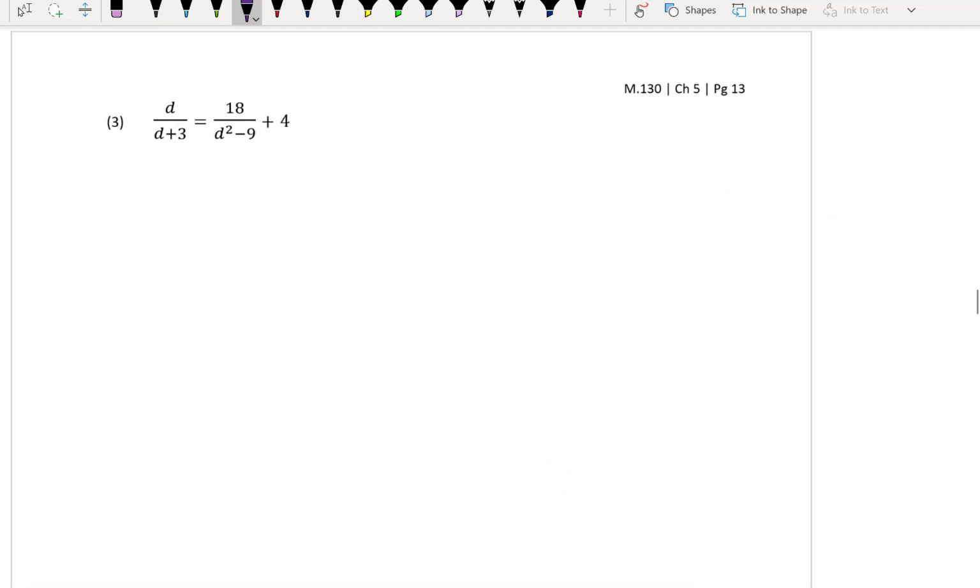Now let's look at number 3. Here, if you need to, you can write the 1 underneath the 4. And I also see that this d squared minus 9, that factors as a difference of squares. So that would be d plus 3 and d minus 3. So my LCD actually becomes d plus 3 and d minus my 3.